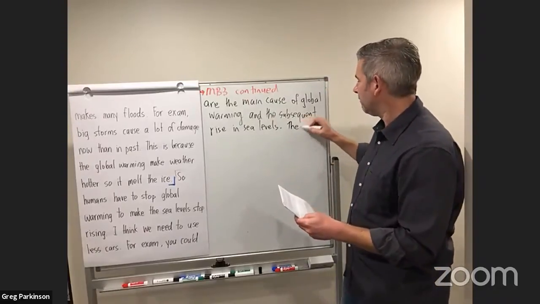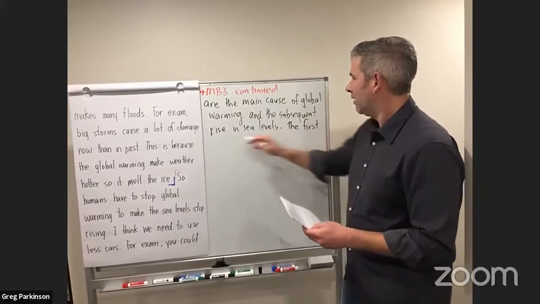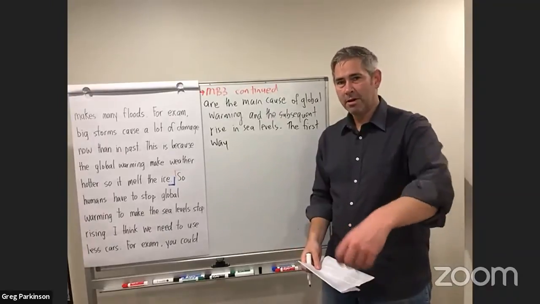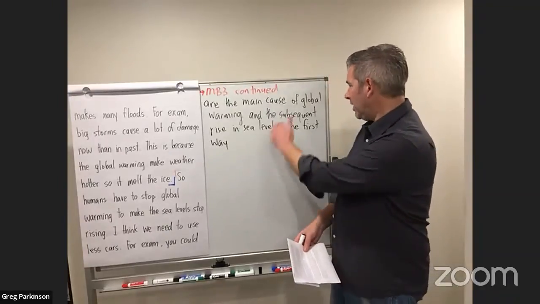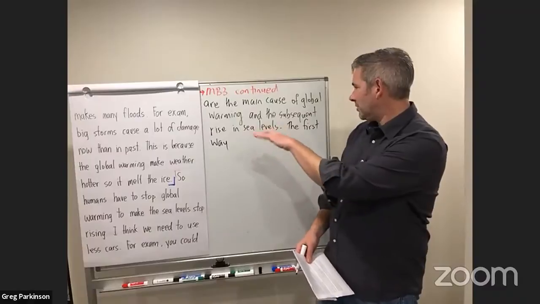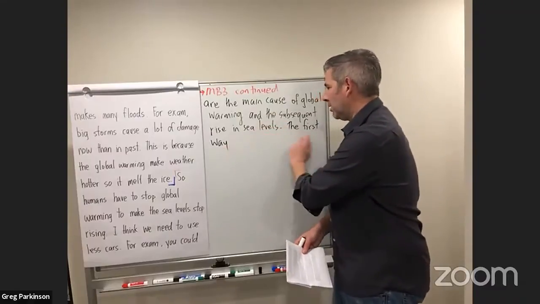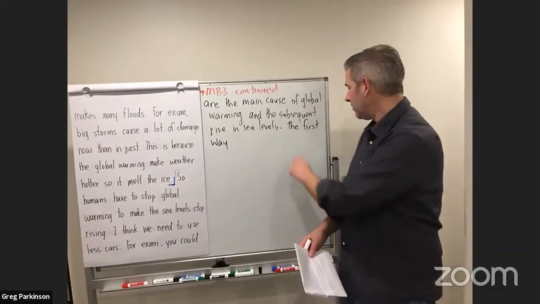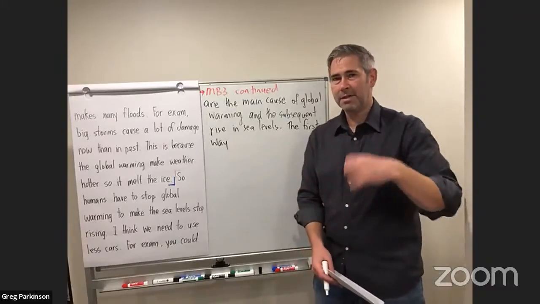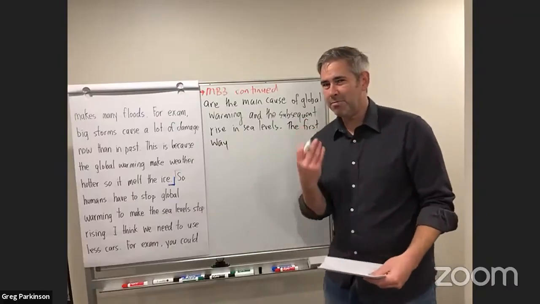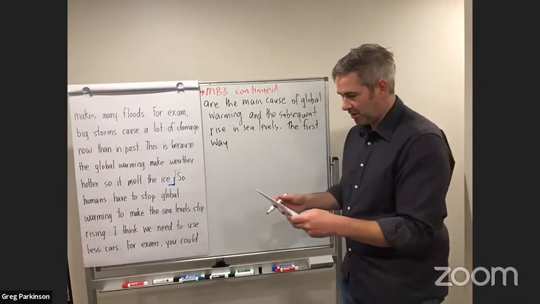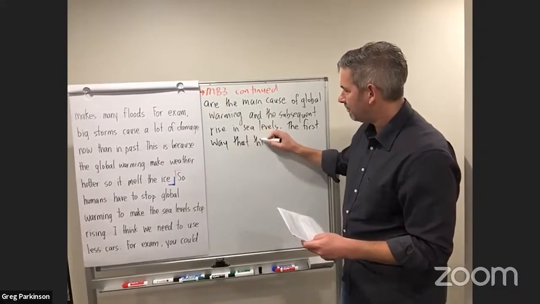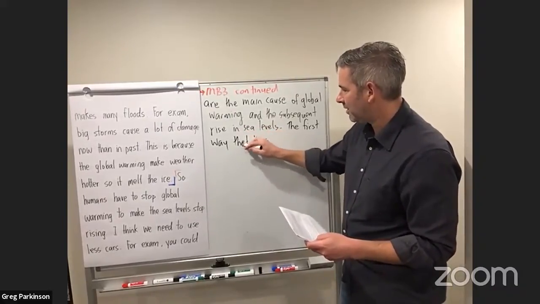Right, so the first way, this is a cohesive device, right? So how can we reduce global warming? Well, and of course, reducing global warming reduces the rising sea levels. Well, this is a cohesive device, the first way, right? So making it really easy to read for the examiner. The first way, right? So I'm just highlighting these complex sentences.